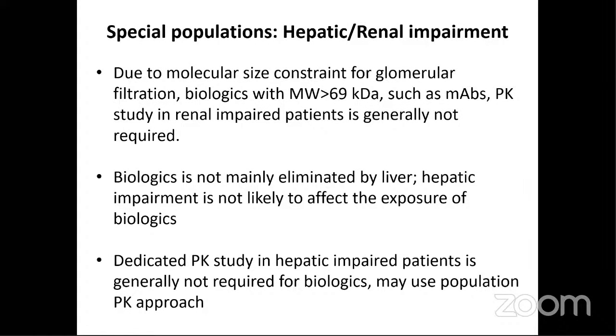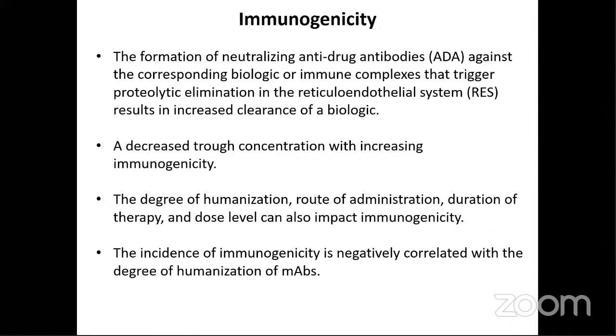In terms of special population consideration, because monoclonal antibodies are higher than 70 kilodaltons, renal excretion is not a big concern. So therefore, generally, studies in renal impaired patients are not required. Also, biologics are not eliminated by the liver, so assessment of hepatic impairment is also not required. A dedicated PK study in hepatic impaired patients is generally not required, but population PK can be used to verify the dose.